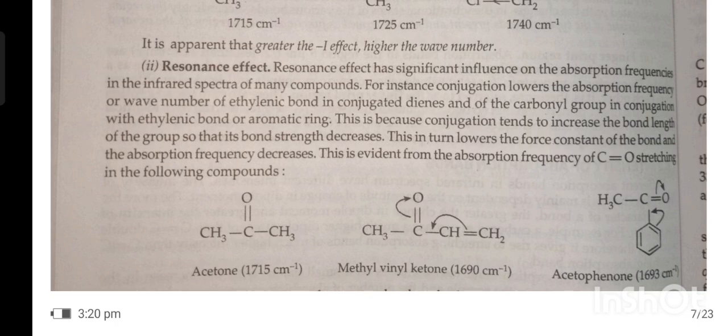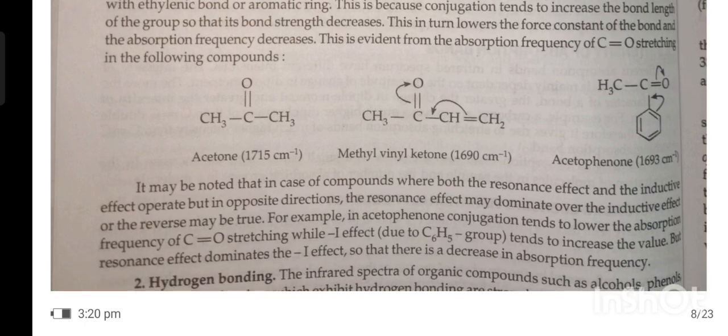This is evident from the absorption frequency of the C double bond O stretch in the following compounds. It may be noted that in the case of compounds where both the resonance effect and the inductive effect operate but in opposite directions, the resonance effect may be dominant over the inductive effect or the reverse may be true. For example, in acetophenone, conjugation tends to lower the absorption frequency of the carbonyl group stretch, while the minus I effect tends to increase the value. But the resonance effect dominates the minus I effect, so that there is a decrease in absorption frequency.